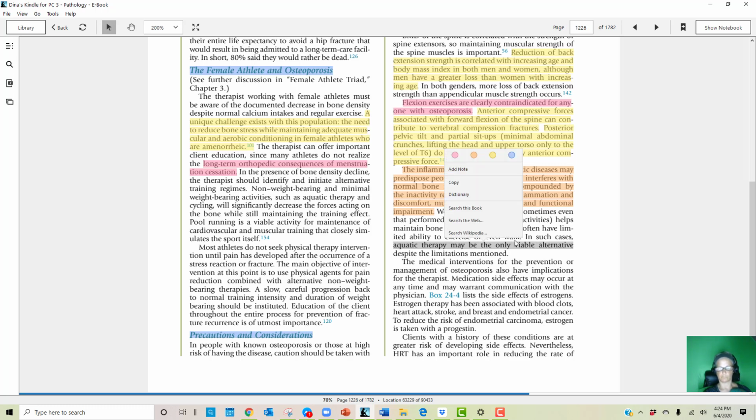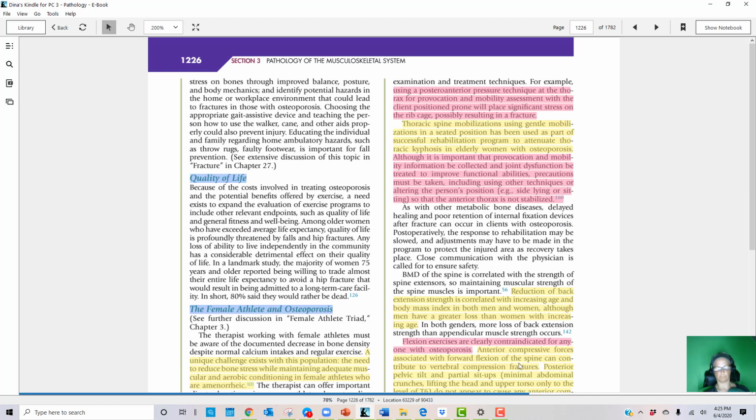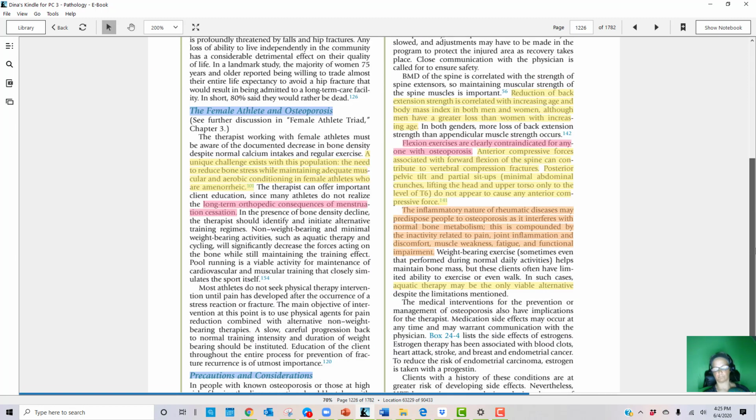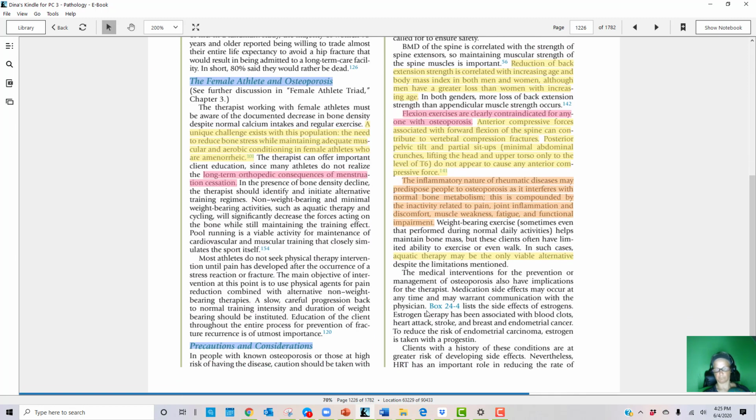The medical interventions for the prevention or management of osteoporosis also have implications for the therapists. Medication side effects may occur at any time and may warrant communication with the physician. Box 24.4 lists the side effects of estrogens. Estrogen therapy has been associated with blood clots, heart attack, stroke, and breast and endometrial cancer. To reduce the risk of endometrial carcinoma, estrogen is taken with a progestin. Clients with a history of these conditions are at greater risk of developing side effects.